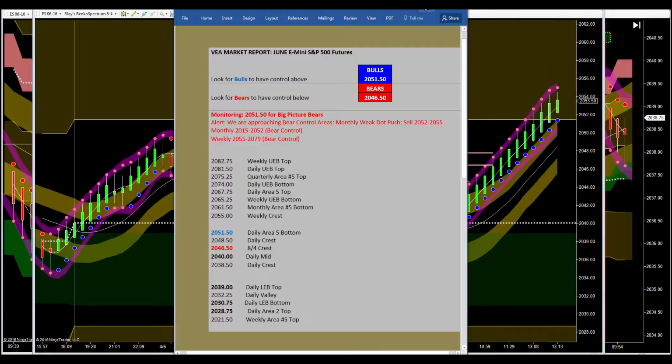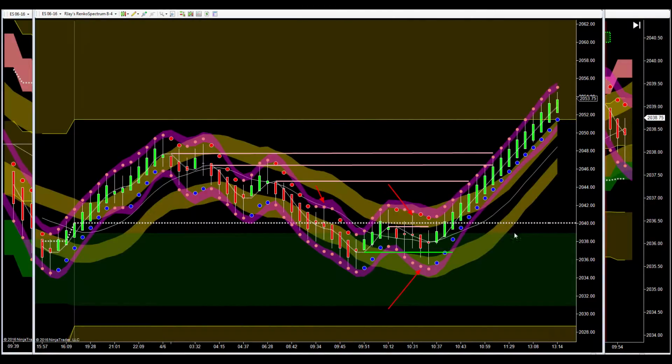So today in the morning brew, we said we were looking for bears below 46.5, and we really weren't looking for bulls until 51.5. This kind of ties in with the big picture bears that we were looking for. We're going to talk a little bit about the levels, especially the daily mid at 40 and the daily lower energy band top at 39. So you can see these are the two levels right here, 39, 40. We had some sells here, here, but you can see this thick white dotted line here.